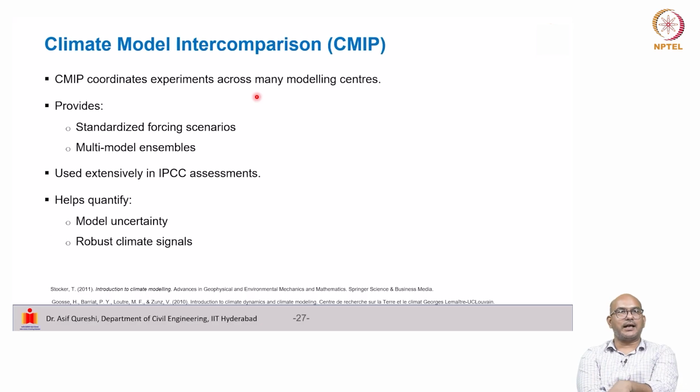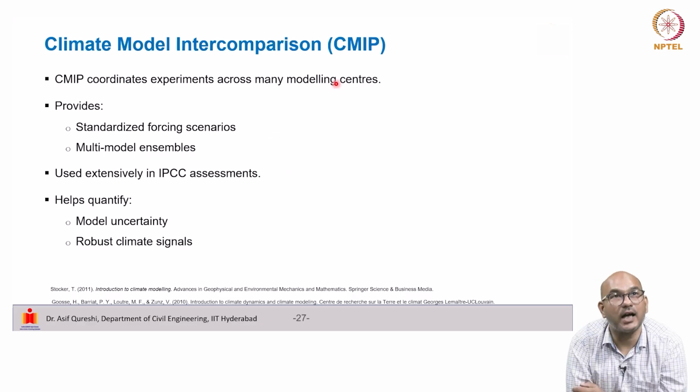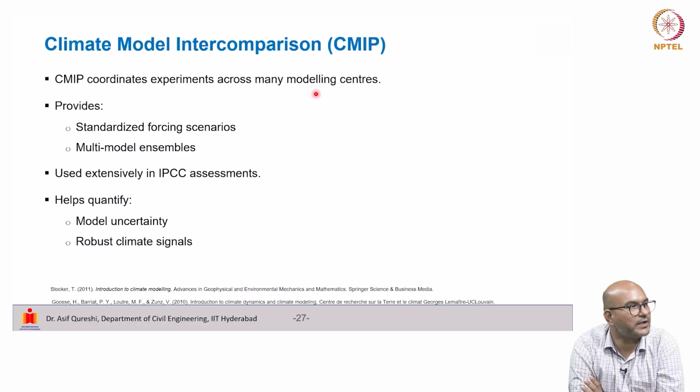So, in that case we have the climate model intercomparison experiments. CMIP coordinates the experiments across different modeling centers, different institutes or research groups who are running these GCMs. The intercomparison project will provide the same forcing scenarios, so that everything runs with the same emissions, let us say, or the same radiation. Then multiple models are involved. This is used extensively in IPCC assessments.